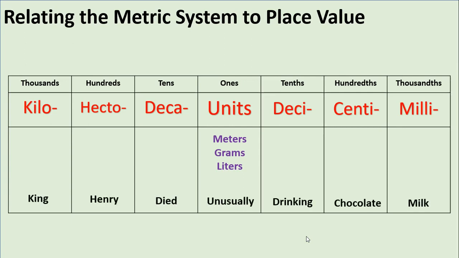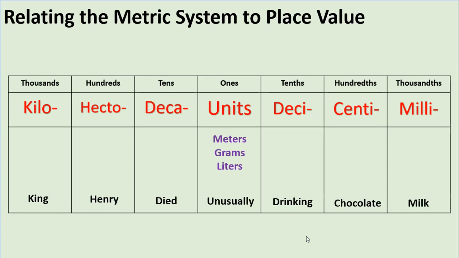We can use this mnemonic device to help us remember the order of the metric system. The K in king helps us remember the K in kilo. The H in Henry helps us remember the H in hecto. The D in died helps us remember the D in deca. The U in unusually helps us remember the U in units. The D in drinking helps us remember the D in deci. The C in chocolate helps us remember the C in centi. And the M in milk helps us remember the M in milli.